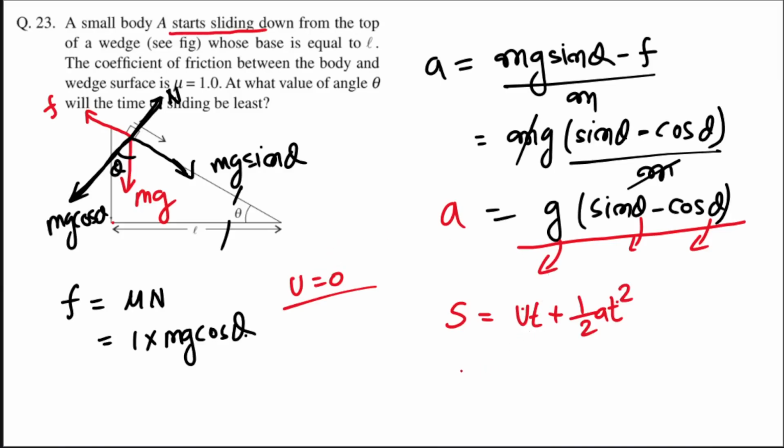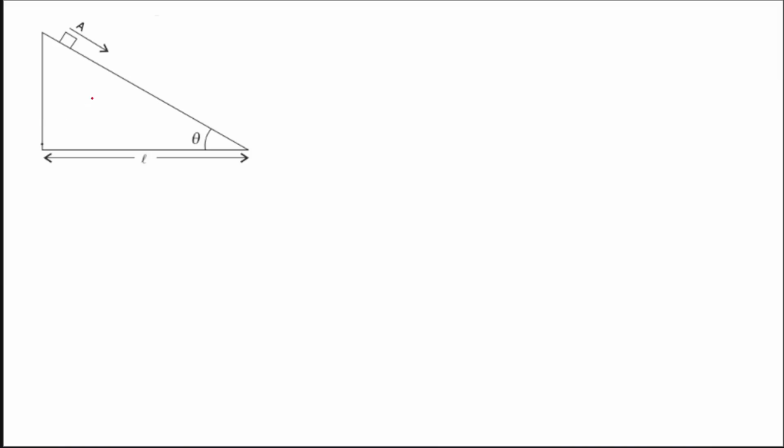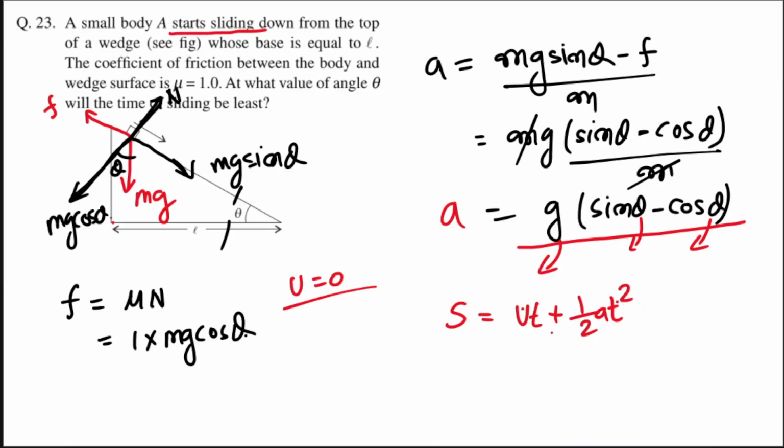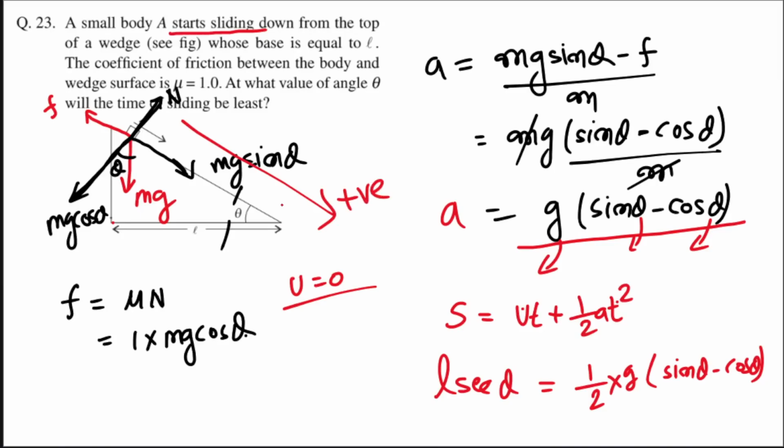So initially at rest, s will be equal to how much? We need to check the value of this length, because the block will fall through this distance. This is L, let's say this is x. So L by x is equal to cos theta, and x will be equal to L by cos theta, that is L sec theta. So here it will be L sec theta equal to half into acceleration g (sin theta minus cos theta). I have treated this direction as positive: displacement in this direction is positive, and acceleration in this direction is positive.